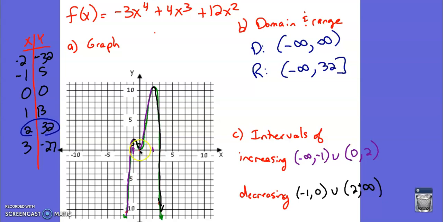So from -1 to 0, it decreases, the black does. And then from 2 on the X line, 3, 4, 5, 6, 7, 8, 9, when X is 9, when X is 10, when X is 11, the function is still decreasing. This is talking about the X value. So it keeps decreasing all the way. So that's the intervals of increasing, decreasing. We also found the domain and the range, and we also graphed it as well.